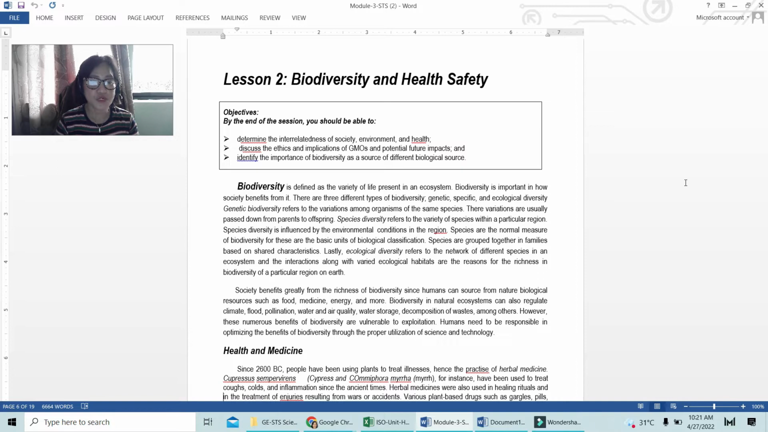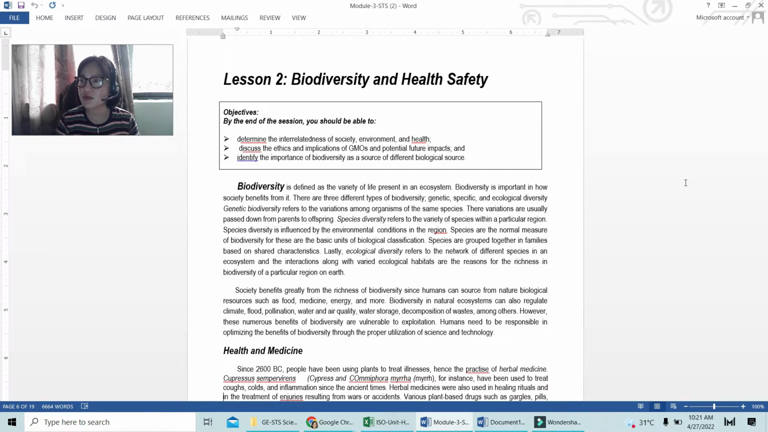At first we need to define what is biodiversity. I hope you were able to read this ahead of time because this was posted a month ago. Biodiversity is defined as the variety of life present in an ecosystem. Biodiversity is important in how society benefits from it, and so on and so forth.